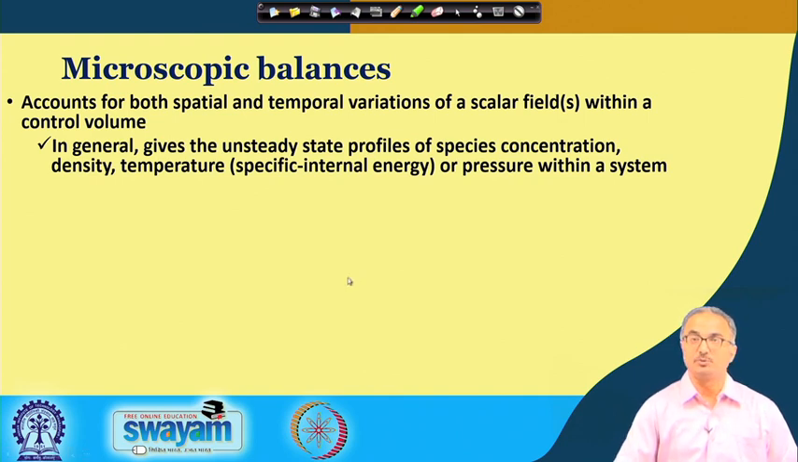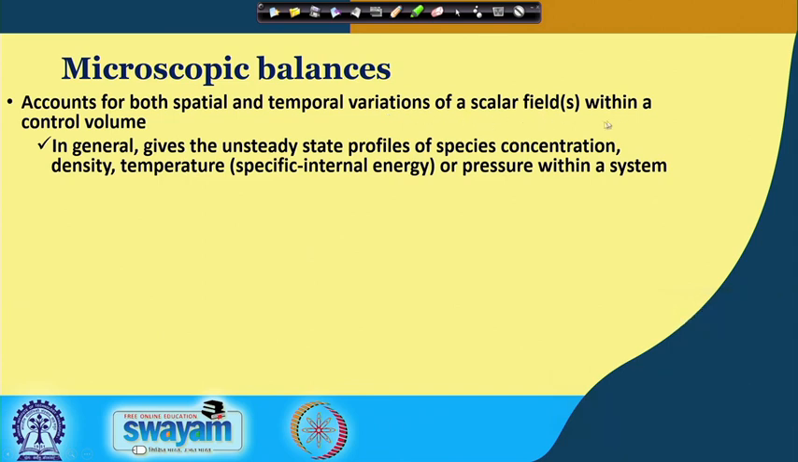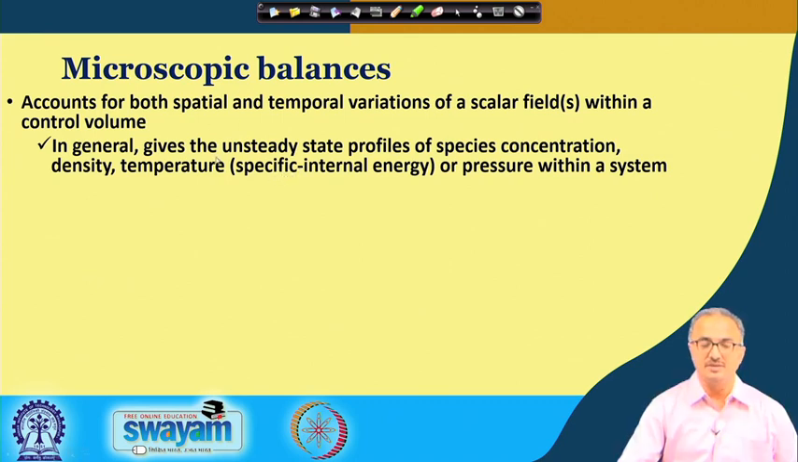So, first let us look into the significance of microscopic balances. These microscopic balances account for both spatial and temporal variations of some scalar field within a control volume. This contrasts with what we have done in the macroscopic balances, where we neglect any kind of spatial variation of the scalar fields. So, in general, this kind of balance will lead us to an unsteady state profile of species concentration. So, this is important.